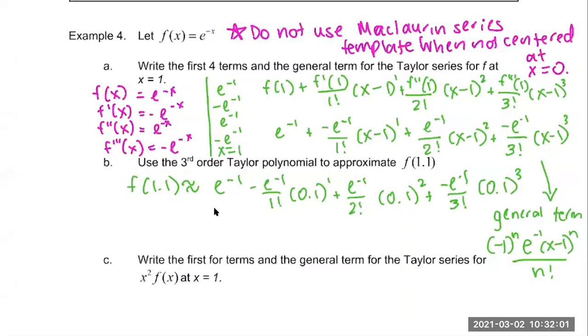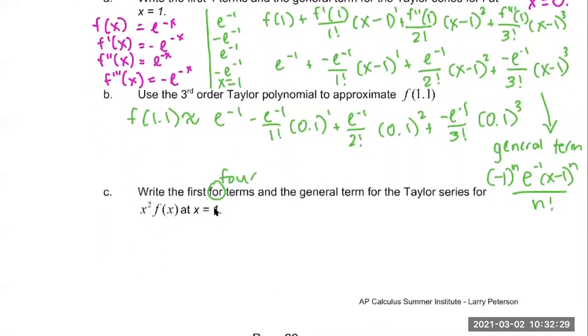Can I have you guys do part C and then double check your work with mine? Go ahead and do the first four terms and the general term for the Taylor series for x squared times f of x at x equals 1. I know that this is going to be a manipulation that I do to my series and not my original function, because we have first four terms and general term. Okay, go ahead and write what you think the answer is.